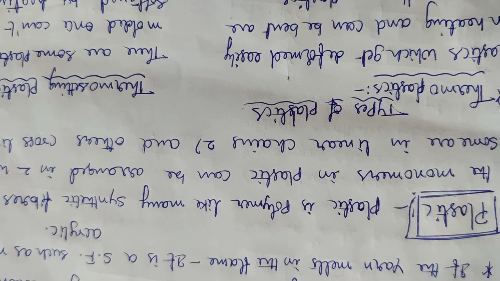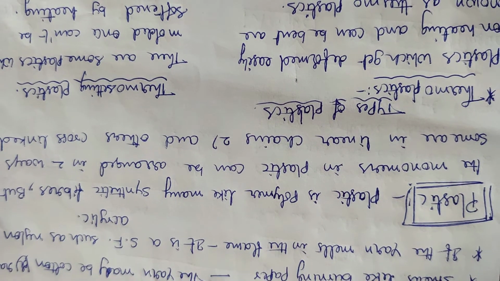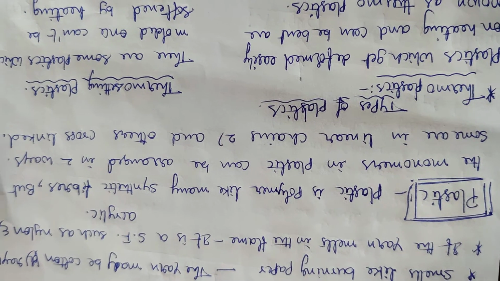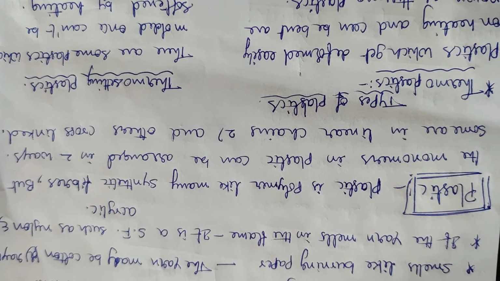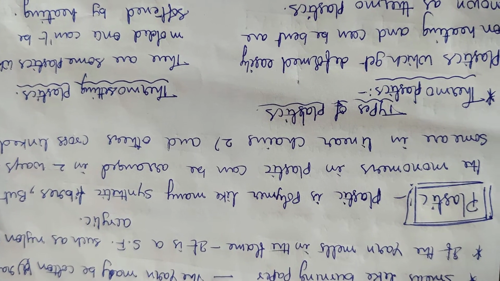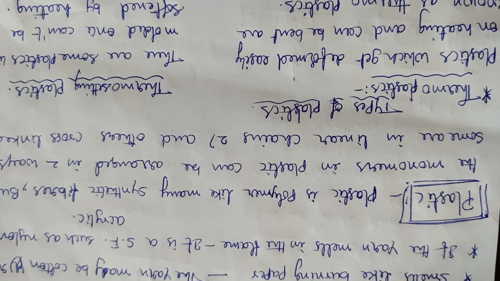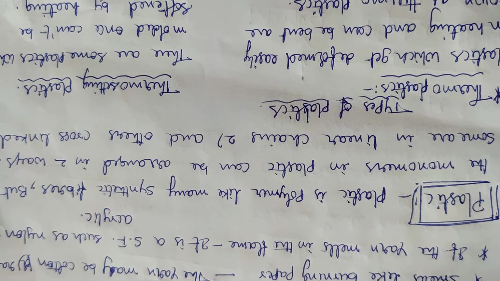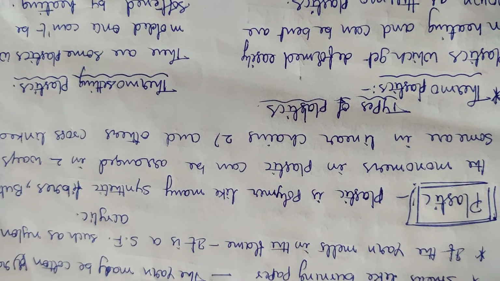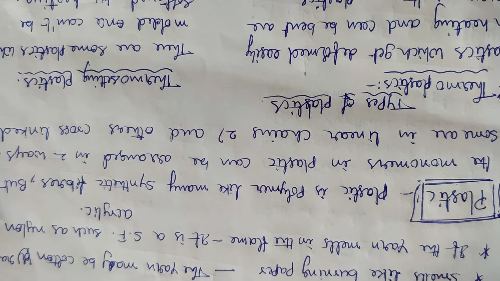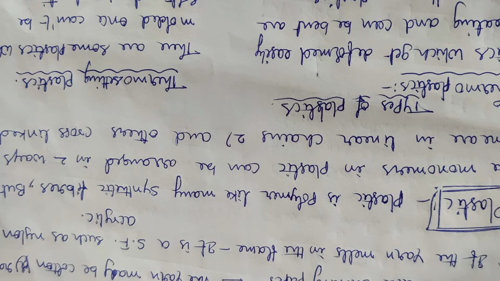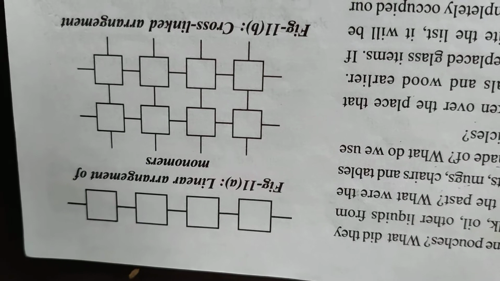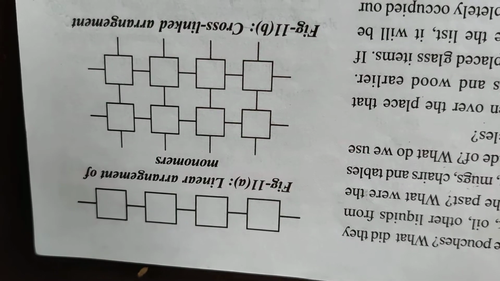So plastic is also a polymer, like many synthetic fibers, but the monomers in plastic can be arranged in 2 ways. Due to this reason, we have 2 types of plastics. If the monomers are arranged linearly side by side, we call it linear chains. If the monomers are arranged cross-linked, we call it cross-linked chains. See here the linear arrangement of monomers and the cross-linked arrangement of monomers.